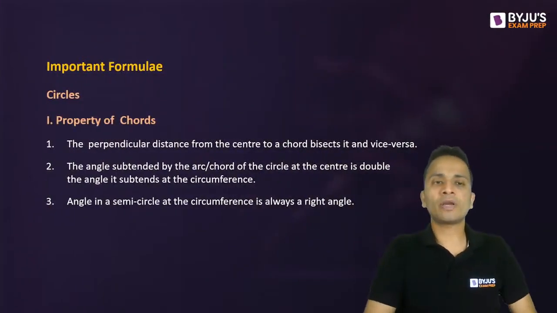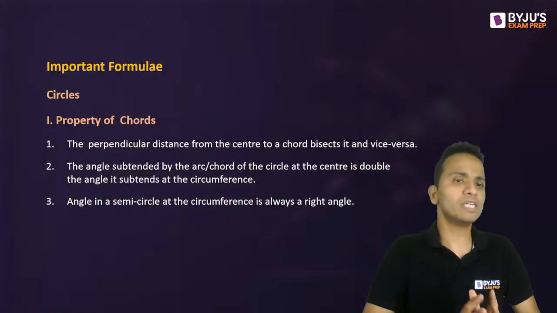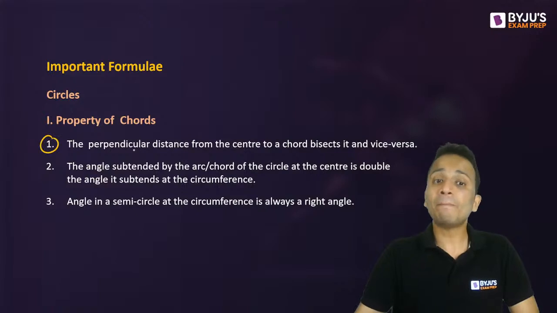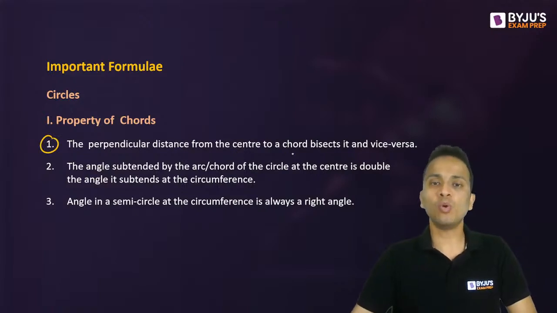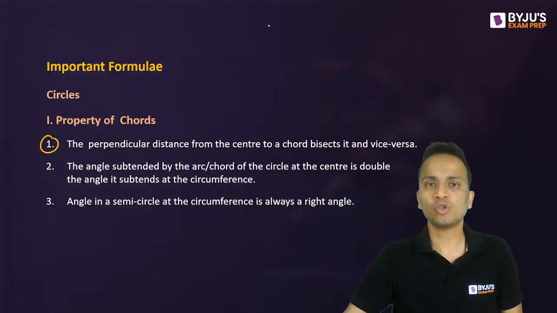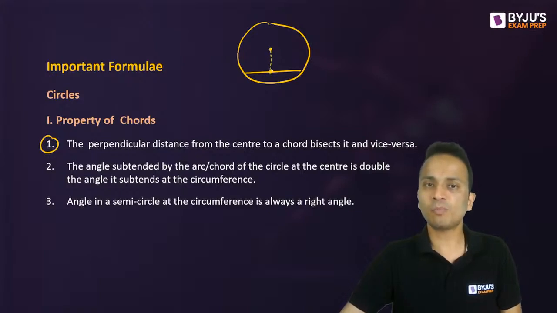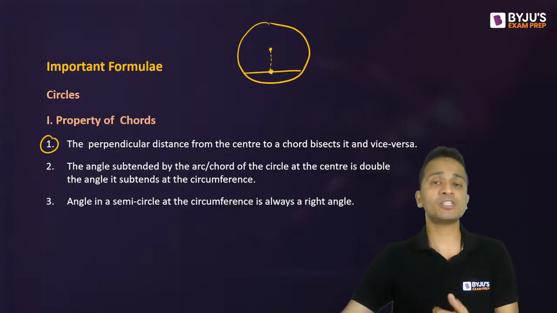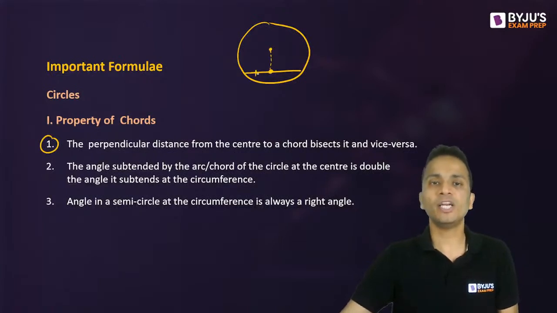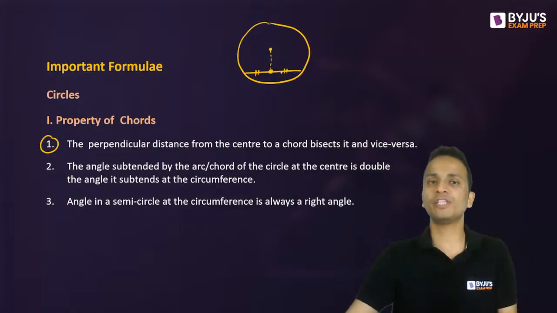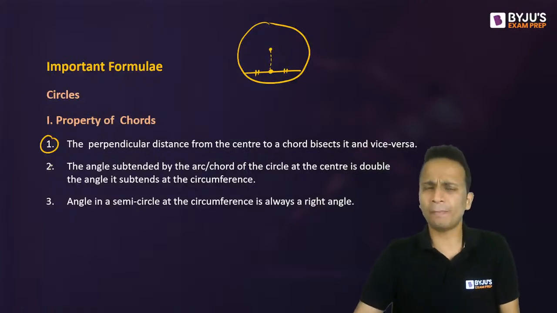Now moving ahead and talking about some of the properties related to circles. Property number 1 related to chords. The perpendicular distance from the center to a chord will bisect the chord. So in a circle, if you drop a perpendicular from the center of the circle to the chord, then the foot of the perpendicular will divide the chord in two equal parts. And the converse of this property is also true. This is property number 1.